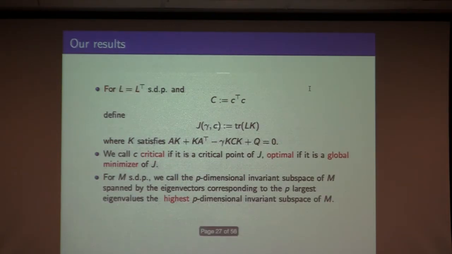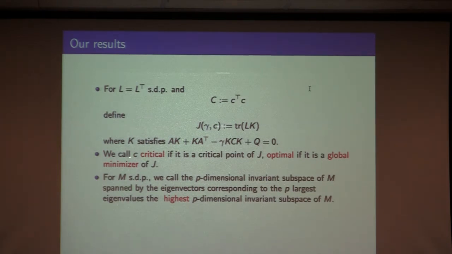Okay, so now I can start stating the results. First, a little bit of terminology. I'm going to let capital C be the outer product of little c and c transpose. I'm going to use this notation. And this function, trace LK, I'm going to call it J of gamma C. So it depends on this parameter gamma and on C. It depends on little c through big C. Okay, so that's a function.